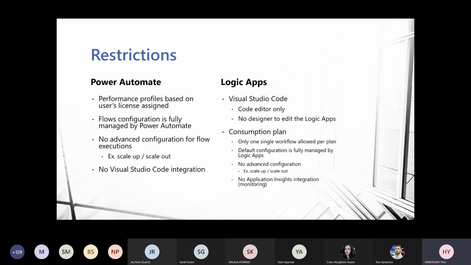You have no Visual Studio Code integration in Power Automate, so you can't edit this flow inside Visual Studio Code, for example. For Logic App, in Visual Studio Code, I will show you the code. You have the code editor, which is fully functional, and the designer. Okay, you can edit a few things, but you can't edit the whole Logic App, the whole parameters, as you can inside the Azure portal with the designer.